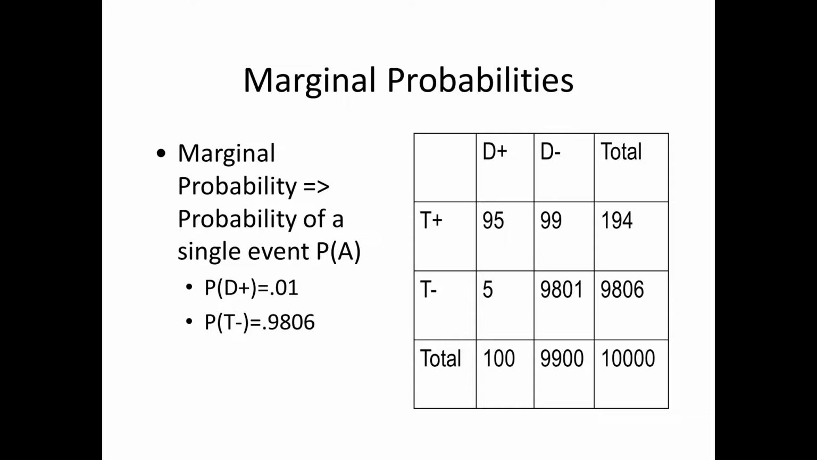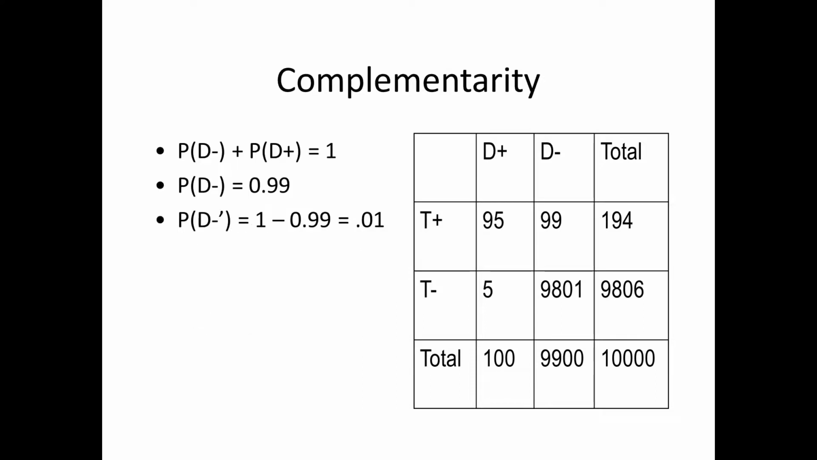The probability that a person tests negative: 9,806 people out of 10,000 tested negative. So that probability is 0.9806. The next thing to know is the complementarity law. This is basically saying that if you have all the possible outcomes, the probability of all those outcomes when summed together must equal 1. In this example, looking at disease, we only have two possibilities. Disease positive or disease negative. So both of these together must sum to 1.